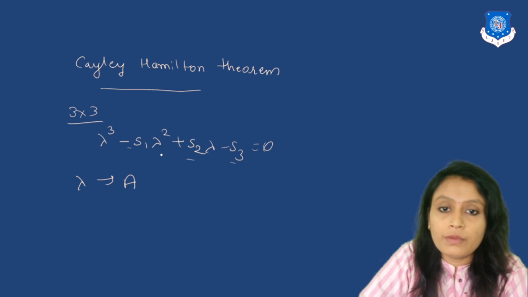Okay, that is A cube, A square, A. So we have to solve that, and on simplification you should get the answer as a 0 matrix. Then only we can say that this Cayley-Hamilton theorem is verified.